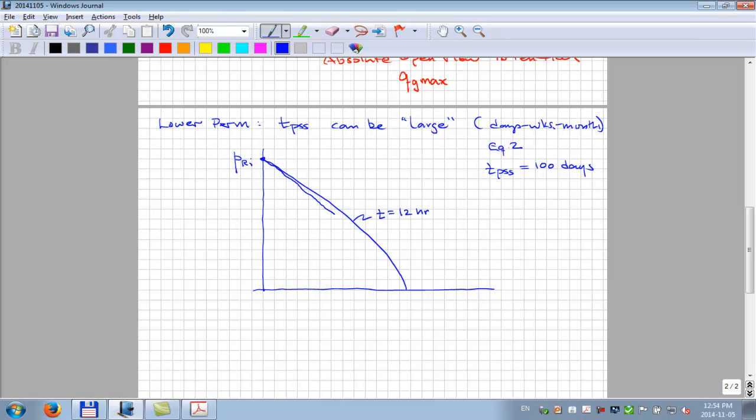It's going to be a little bit hard to draw. Now that's going to be for 1 day. One week, and then 100 days, and that's our time to pseudo-steady state. Okay.